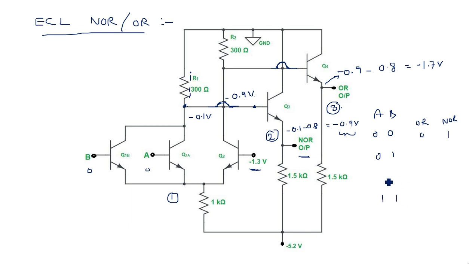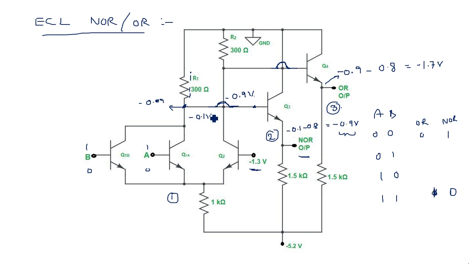Similarly, let us see the other case, which is the opposite case for this one, 1-1. When both A and B are high, the corresponding transistors are on because they are more forward biased than Q2. When input 1 is given here, 1 means -0.9 here, -0.9 here, that makes the Q1A, Q1B on. And Q2 completely goes into off state. So when these two transistors are on, Q2 off, the collectors of Q1A, Q1B are at -0.9. This -0.9 plus this -0.8 gives -1.7. That means the OR output is 1 and the NOR output is 0.